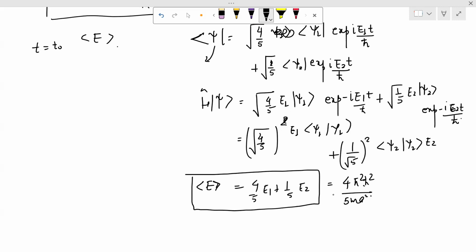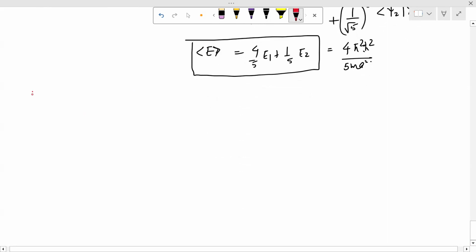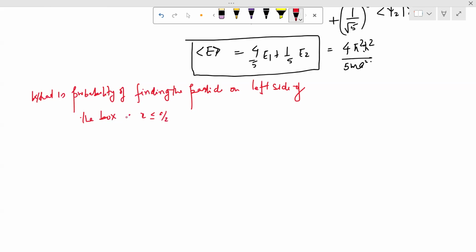Now the next question that arises is about what is the probability of finding the particle on the left side of the box. Just think about it. What is the probability of finding the particle on the left side of the box? Left side means x lying between 0 to a by 2 at any later time t equals t naught.